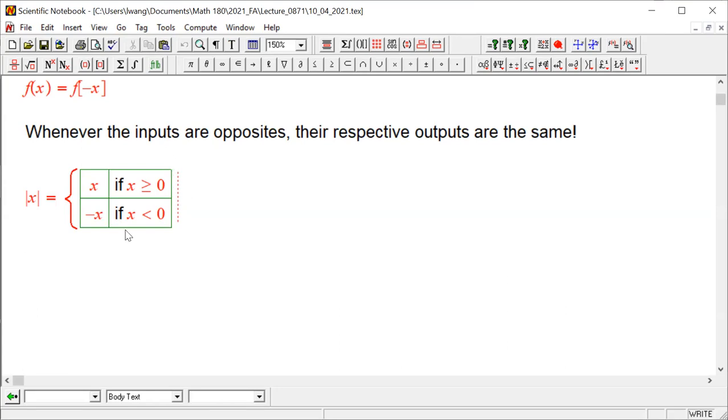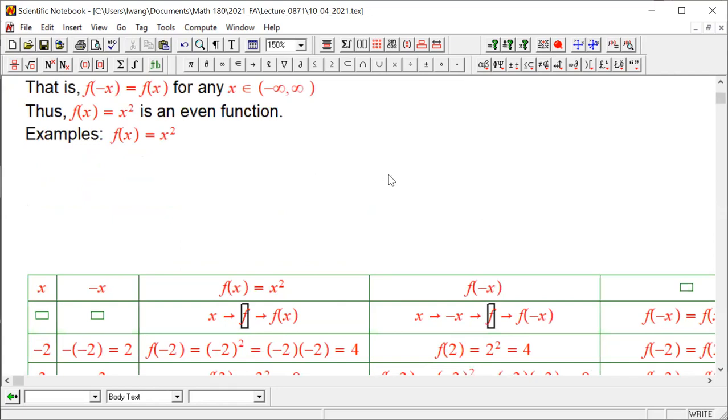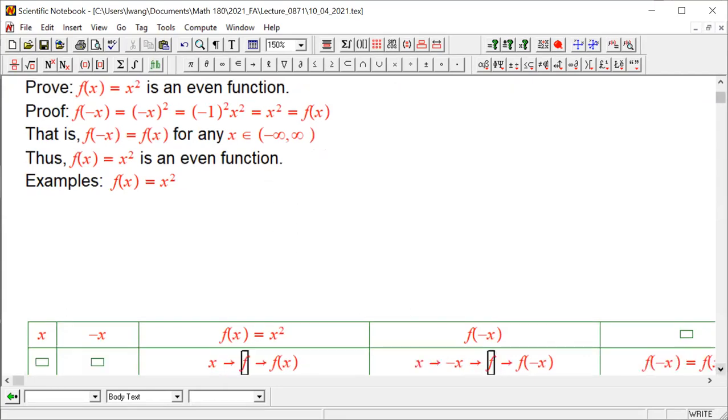Because x is a symbol, it's a placeholder. It's a placeholder. Okay, so that's the first example. You can see it from the algebraic expression, from the definition, and what can be derived, right? So let's look at another example.